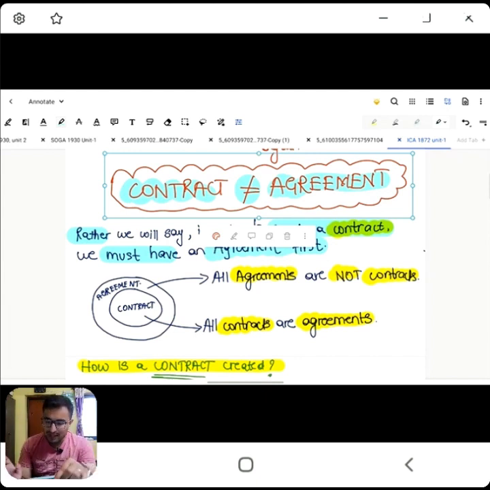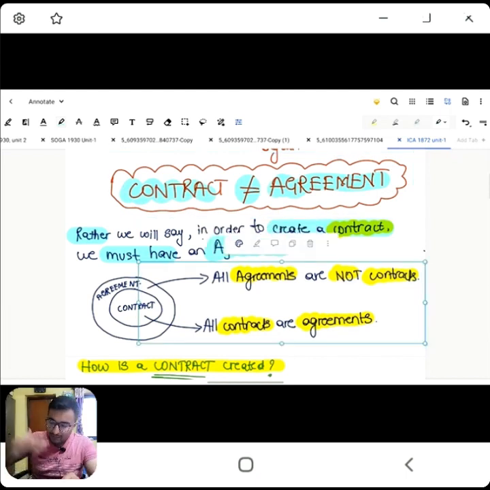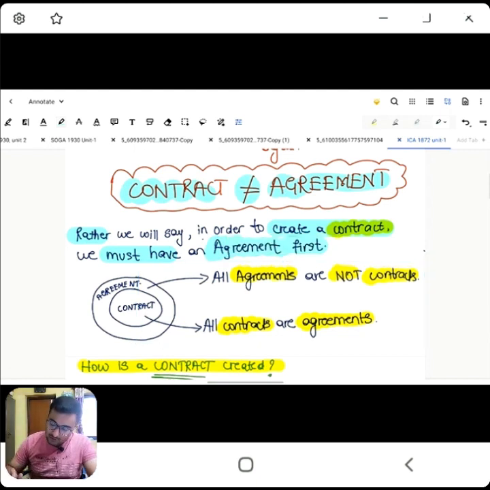I am trying to tell you that in order to reach somewhere, there is a road which you have to take. In order to reach a certain destination, there is a pathway that we have to follow. That pathway is what I call the agreement. That destination is what I call the contract. Okay. Now, if I tell you that in order to reach a contract, you first have to go through an agreement. It's not the other way around. In order to create an agreement, you don't need a contract first.